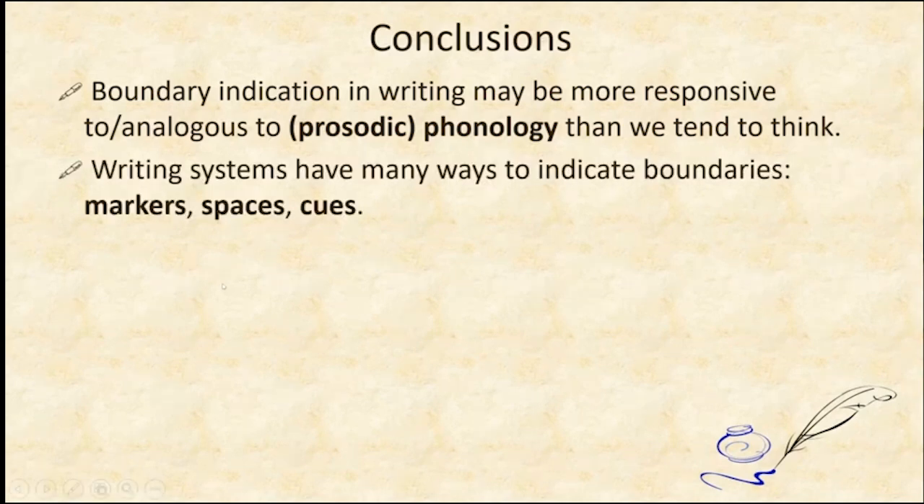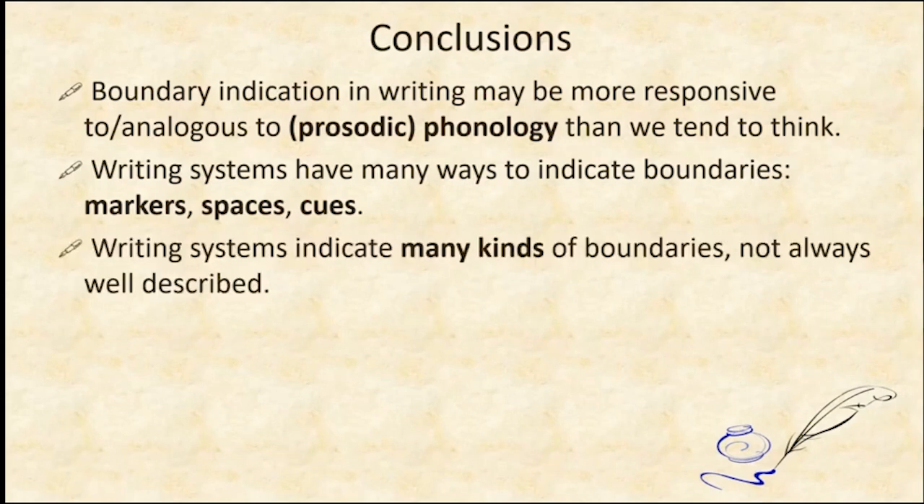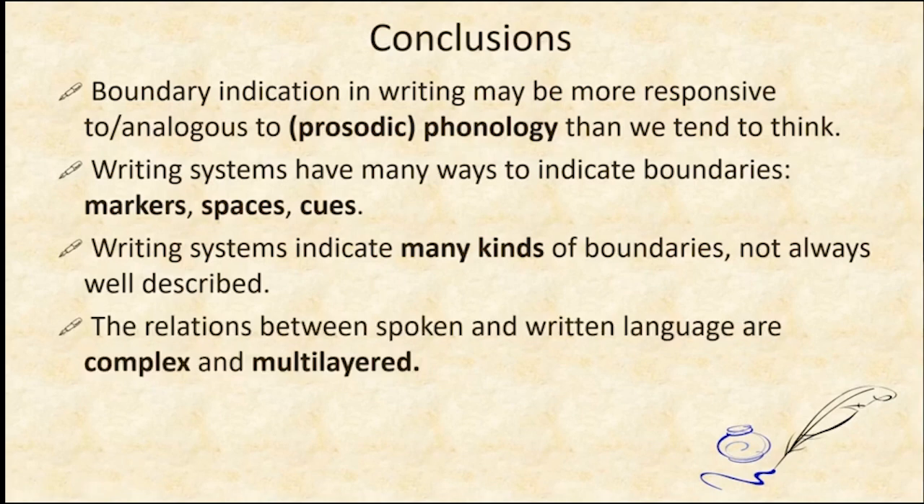Writing systems have many kinds of ways to indicate boundaries, markers, spaces, and cues. Writing systems indicate many kinds of boundaries, and what those are linguistically have not always been well described. And this is just one more reason why the relations between spoken and written language are complex and multi-layered, and why we're here, therefore.